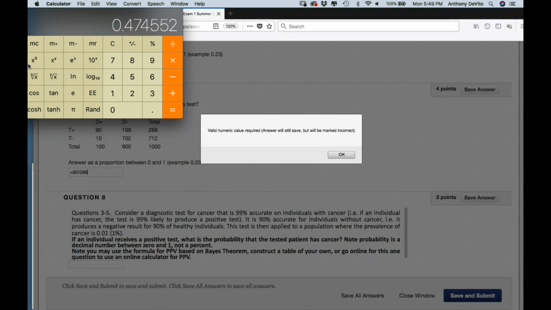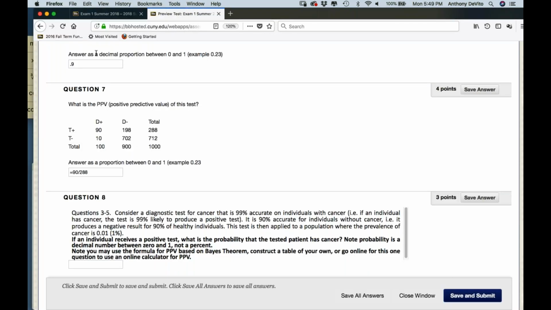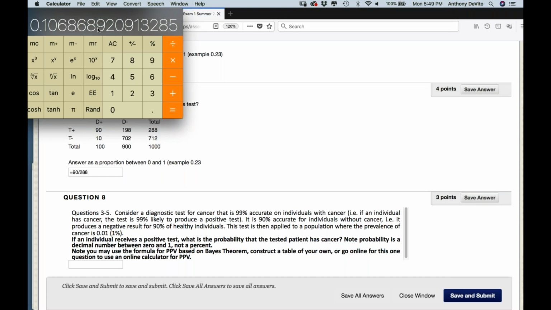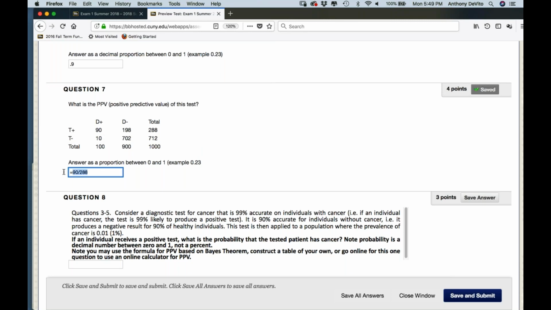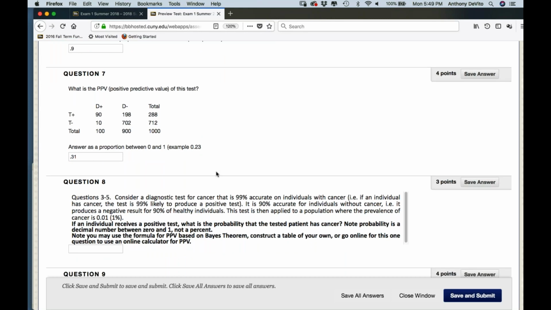So let's get our calculator up. 90 divided by 288. So our positive predictive value here is only about 31%, or about 0.31. Okay, you guys agree with me on that?